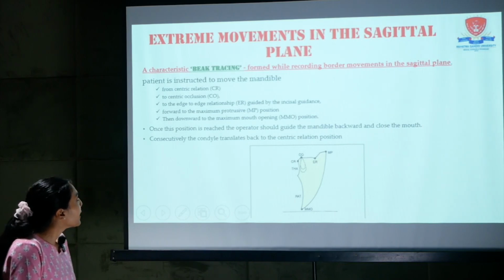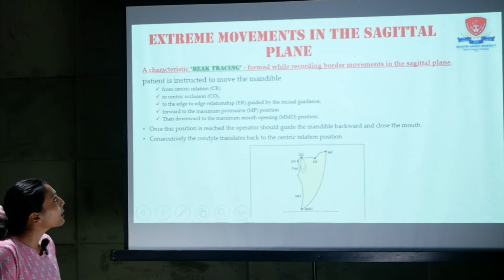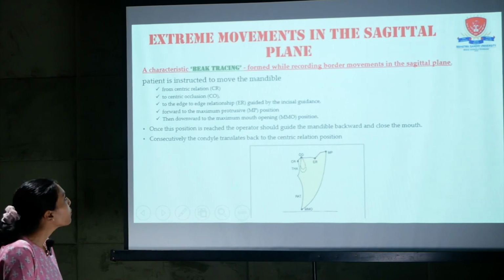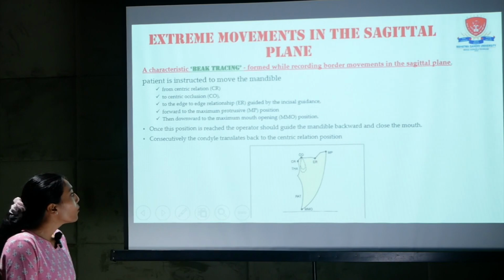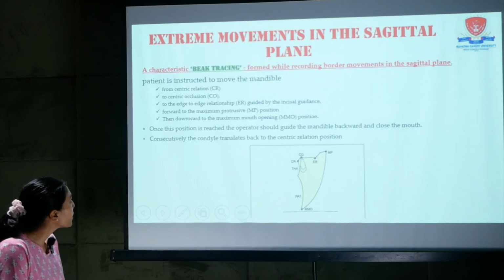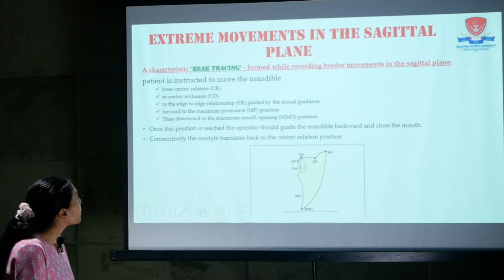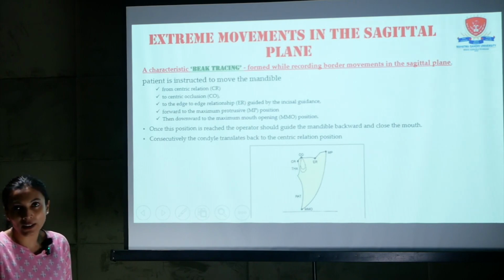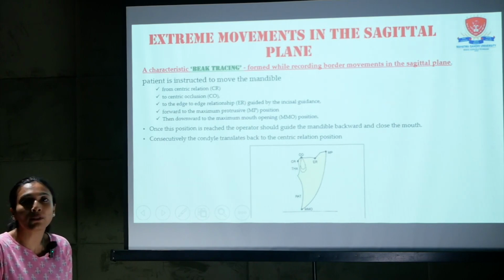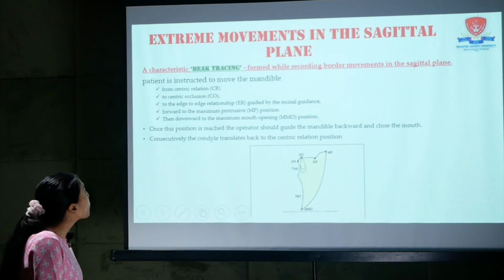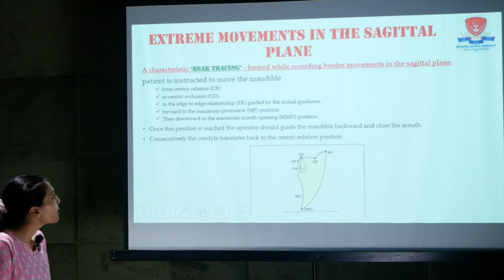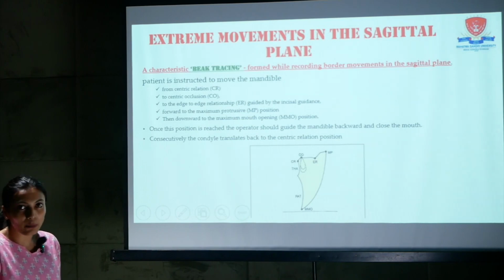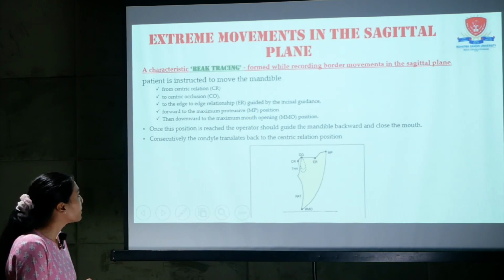Border movement in the sagittal plane: a beak shaped tracing will be formed. The patient is instructed to move the mandible from centric relation to centric occlusion, then from centric occlusion to edge to edge relation, that will be protrusive movement, then forward to maximal protrusive position, then downward to maximal mouth opening position. Once this position is reached, the operator should guide the mandible backward and close the mouth.